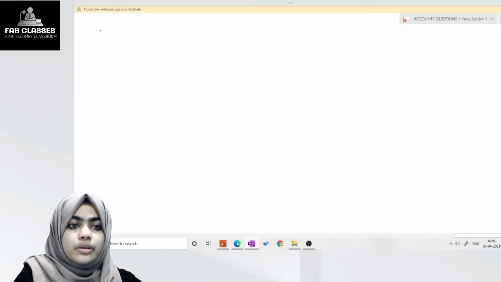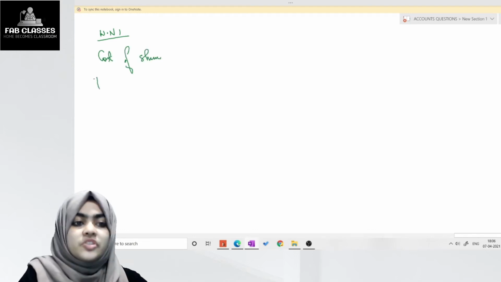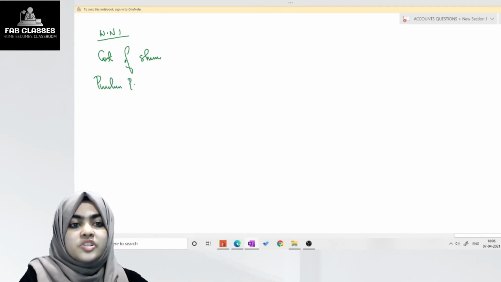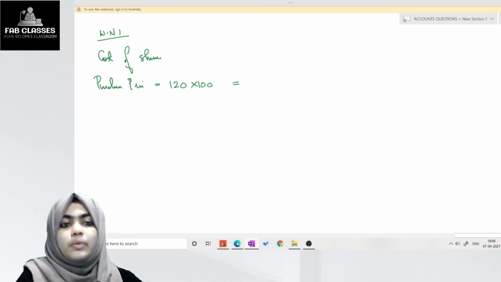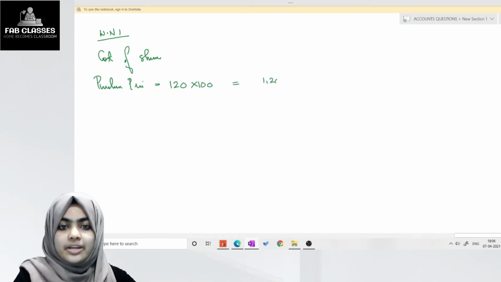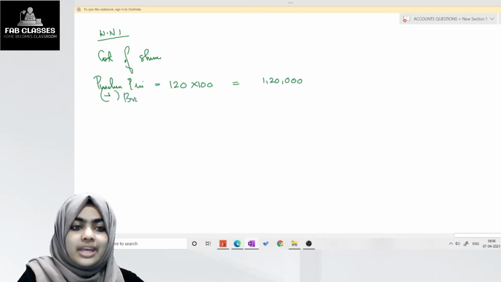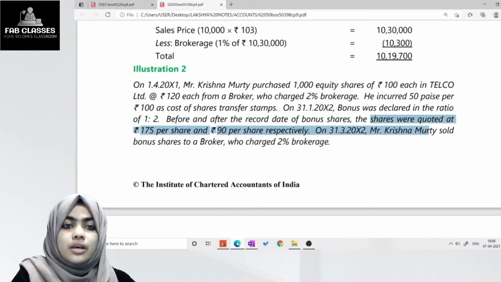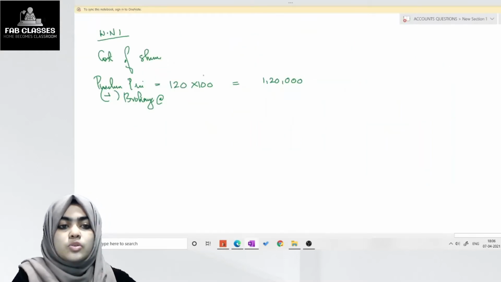Okay, so let's prepare a working note. Working note number 1. Cost of shares. So the purchase price is 120 per share. So the cost will be 120 into 1000, 1,20,000. Along with that, we have also paid a brokerage. Brokerage at what rate? Let's see. From a broker who charged 2% brokerage. Okay, so brokerage at 2% of 1,20,000.